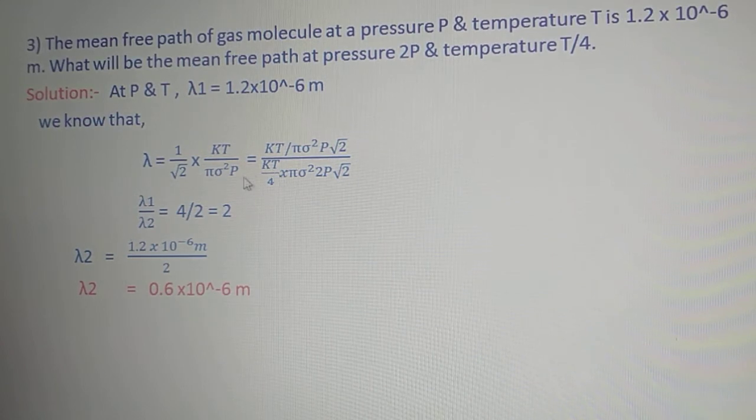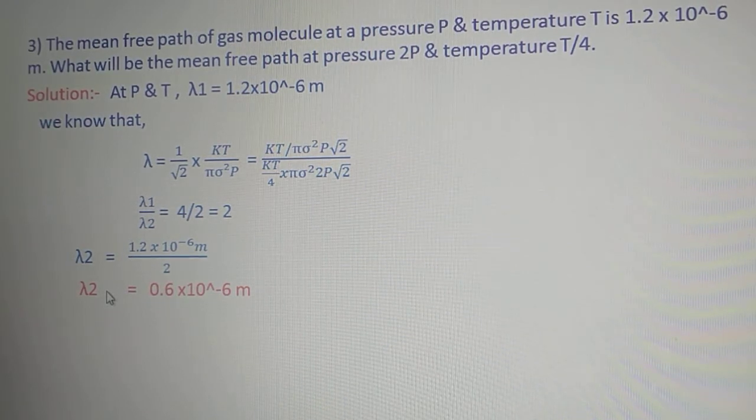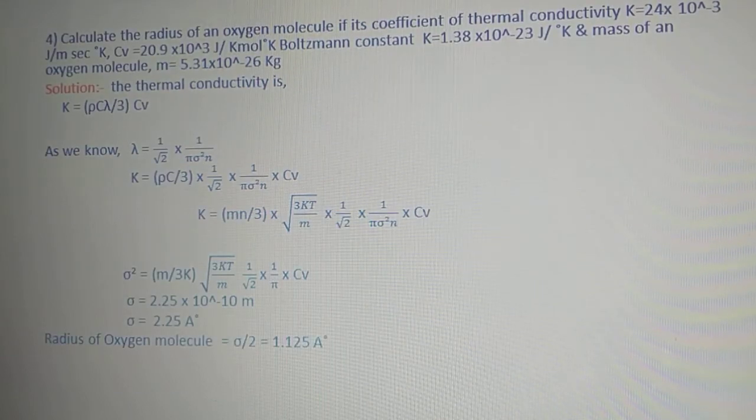And if you cancel the equal factors, then we will get 4 by 2, that is 2. This gives us lambda 2 is equal to lambda 1 by 2, and lambda 1 value is known to us. This is equal to 1.2 into 10 to the power minus 6 meters. So thus it gives us the mean free path of the same container with double pressure and 1/4 temperature is equal to 1.6 into 10 to the power minus 6 meters, right? Now let's go for the next kind of problem.